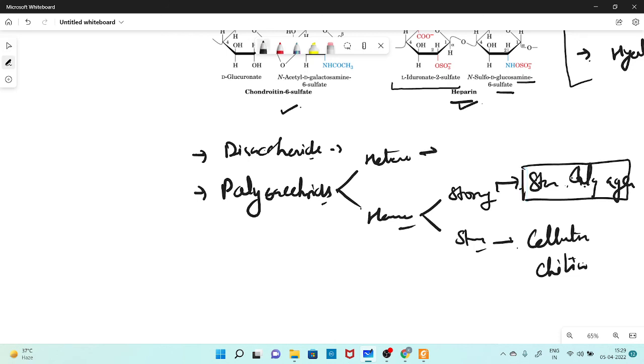And next we discussed the heteropolysaccharides. Those are your GAGs, and in that we saw how many types there are according to the negative charge and according to their functions. So the important ones, I told you, the triple three: heparin, heparan sulfate and hyaluronic acid. So you should know about them.